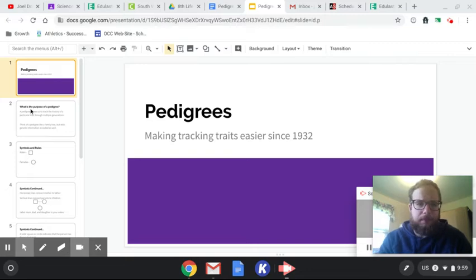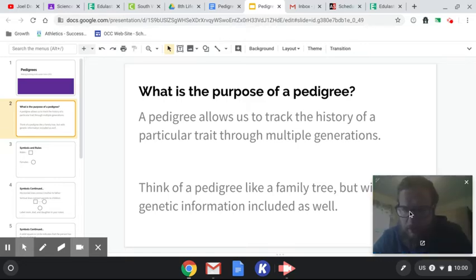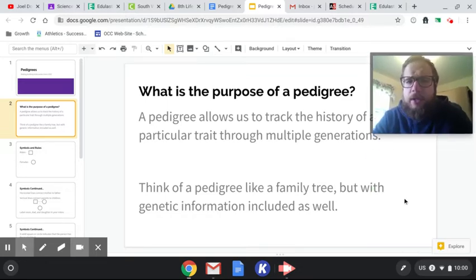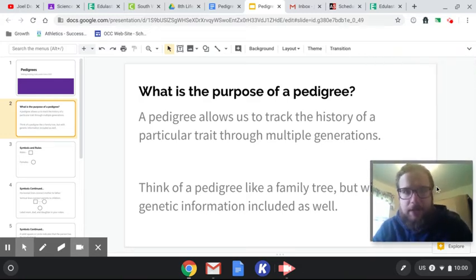Okay, so what's the purpose of a pedigree? It allows us to track the history of a particular trait through multiple generations. I want you to think of it like a family tree, but with genetic information included as well. You're going to recognize the shape of a pedigree, but it just has some different rules than a regular family tree.